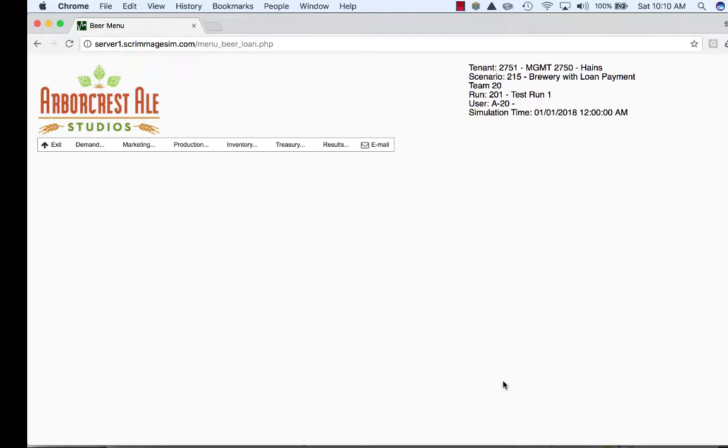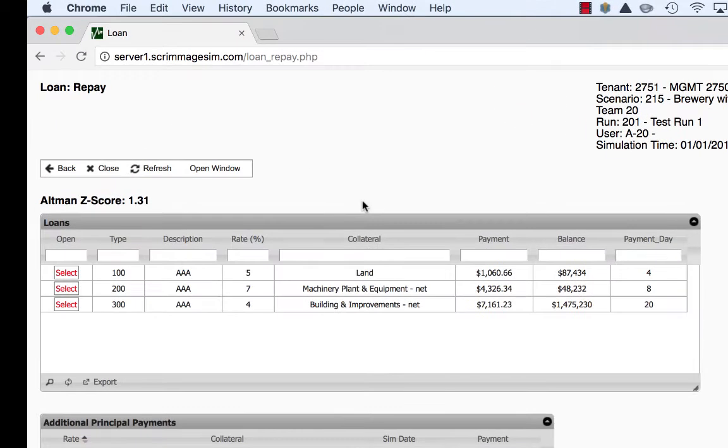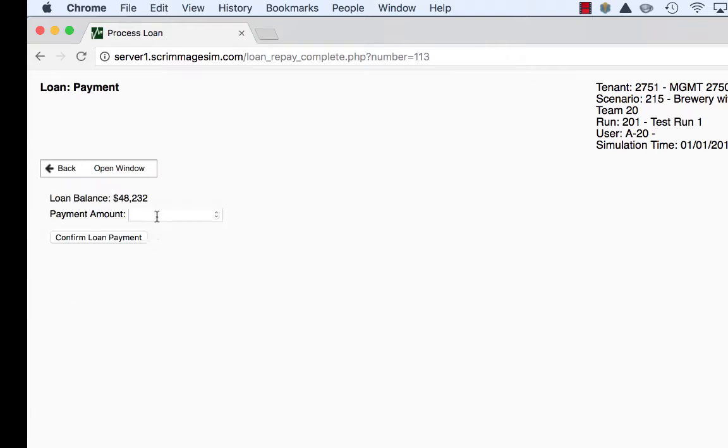To make an additional payment to principal, there's a new menu path, Treasury, and under Treasury, select Pay Loan. This screen will show the loans that are outstanding, the interest rates on the loan, the monthly payments, balance due, and payment date. The highest interest loan currently is at 7%, using machinery, plant, and equipment as collateral. To make a payment on this loan, select the loan, and then enter the payment amount.